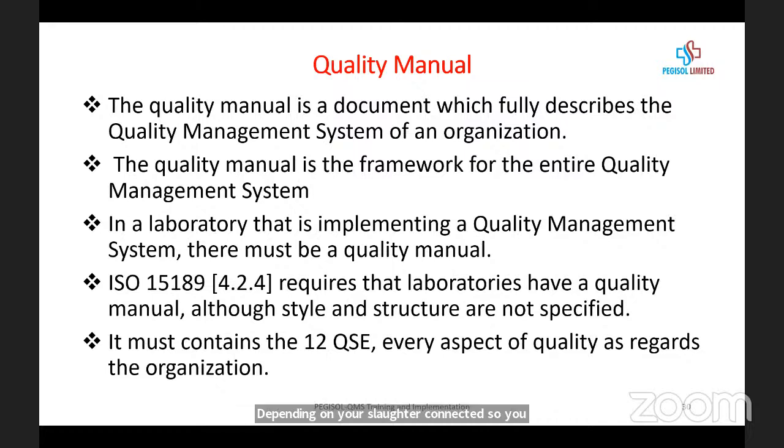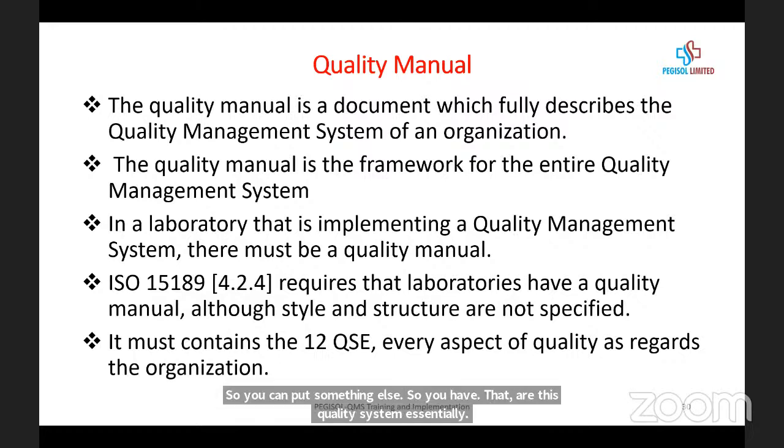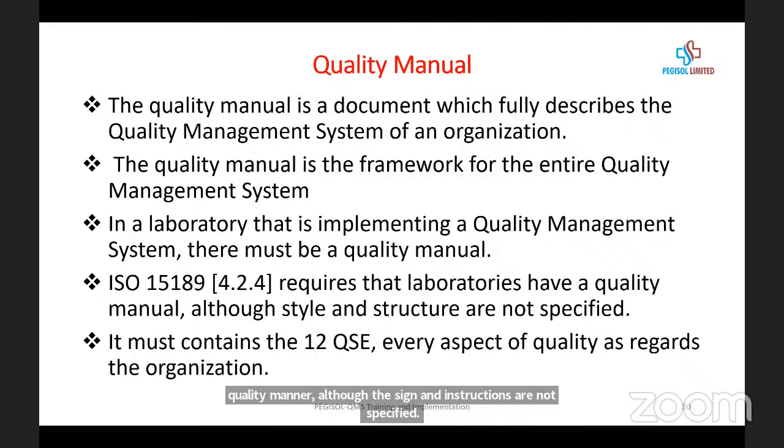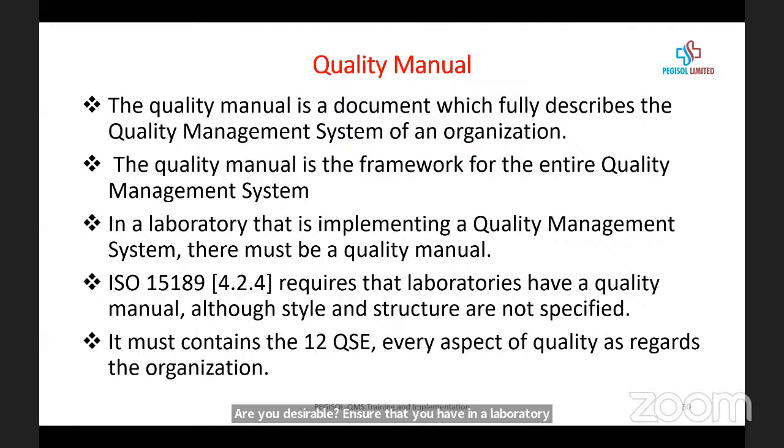So you have that. And this quality management system must cut across the 12 quality system essentials. It must contain the 12 quality system essentials. So every one of the 12 quality system essentials must be addressed in the quality manual. According to ISO 15189, it requires that the laboratory have a quality manual, although the style and the structure are not specified. How you design it is up to you, but ensure that in a laboratory that is implementing quality management, there must be what? A quality manual. No quality manual, no quality.